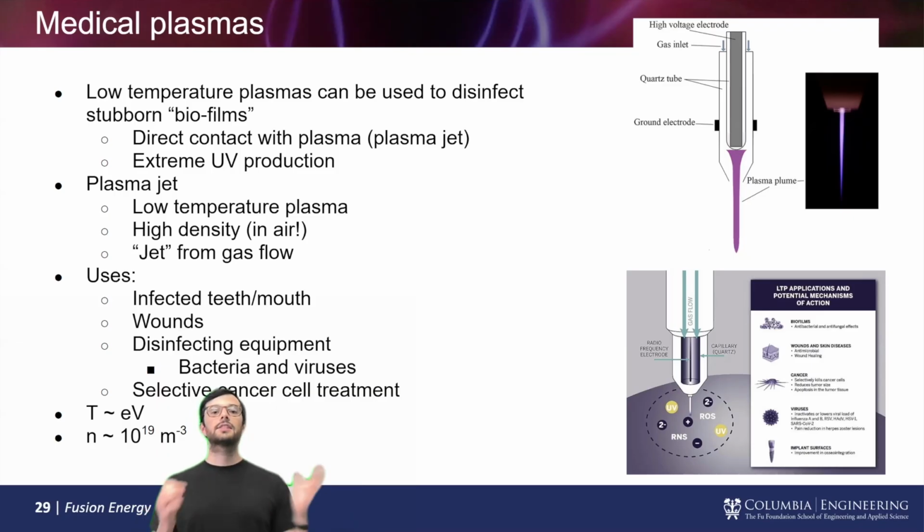And it isn't able to be cleaned off using the normal methods that they use to clean medical equipment. So one way to clean this is by using this little plasma jet, kind of like we were just talking about sputtering, but in this case, we're doing it in air. So you can make these basically scalpels.